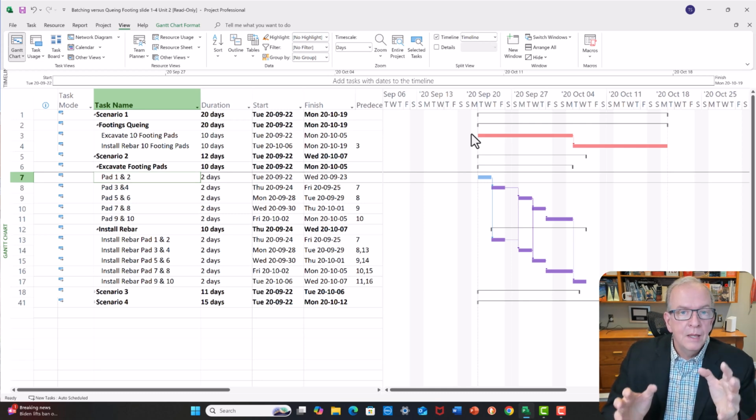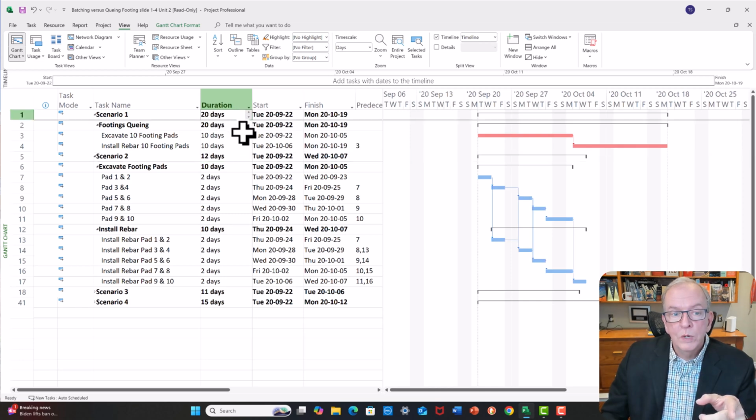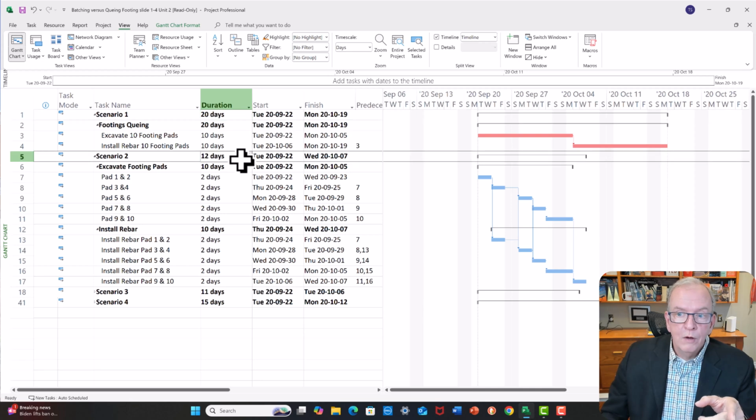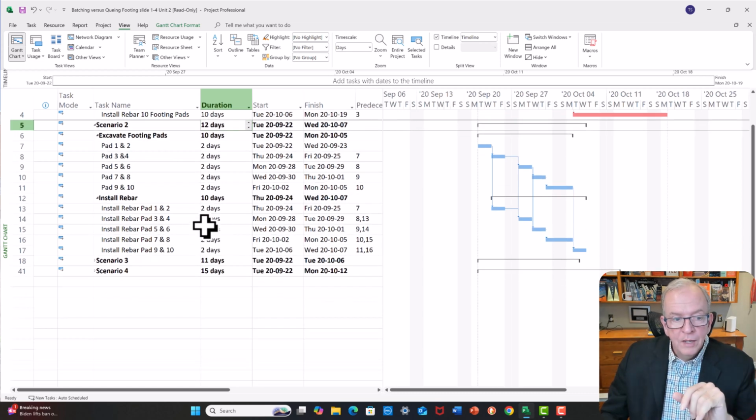Whatever it may be, you've got to be thinking about, well, what is the most appropriate batch size for this work? Clearly, this is going to save a dramatic amount of time. We're going from 20 days to 12 days to complete. We're not asking either trade to do it in a shorter amount of time. Okay, so that's pretty good. And you might think, well, that's really good actually.